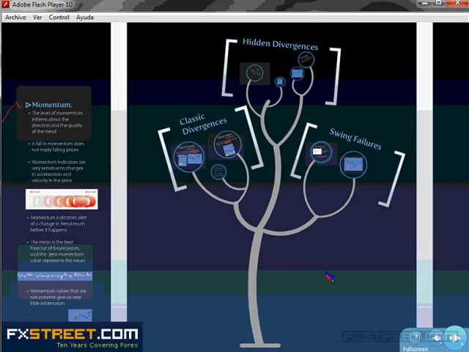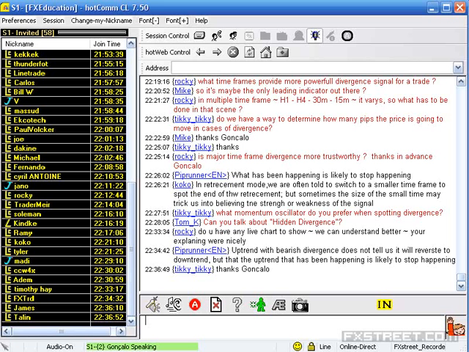Can we talk about hidden divergence? Yes, Tom, we will. Do you have any live chart to show? We can understand better. You're explaining very nicely. We will see some charts. I do not have a live chart in this platform here, but we'll see some examples here, which I hope will be of your interest.